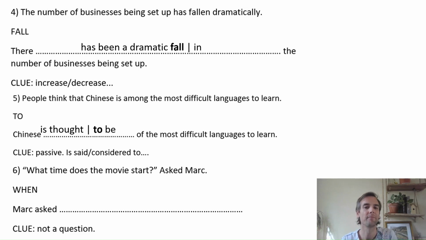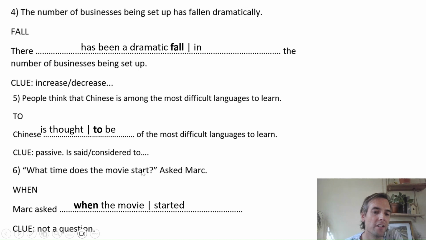Mark asked, subject, verb. He asked when the movie started. So we go back 1 tense because it's reported speech. Started, and it's asked, it's in the past tense. And movie, subject, started, verb. Subject, verb. Reported speech is not a question, so we do not change them. So there you go, there's your 2 marks. It looks very simple now, but can you do it in the exam?